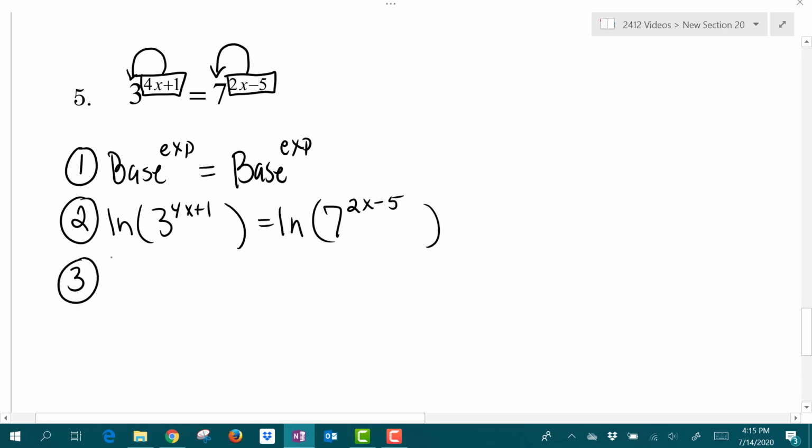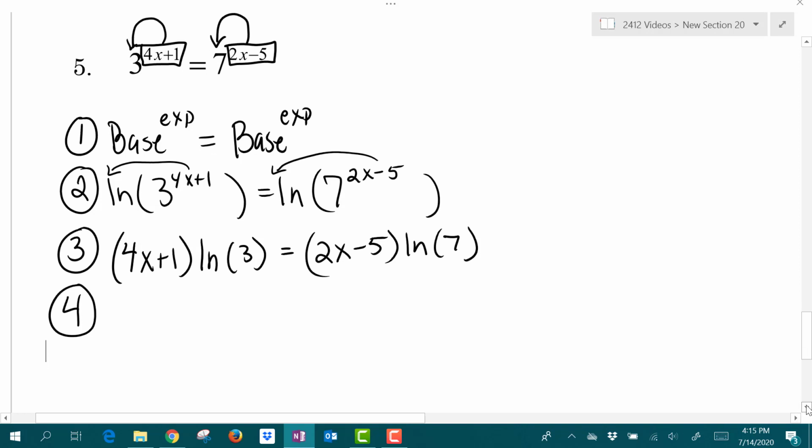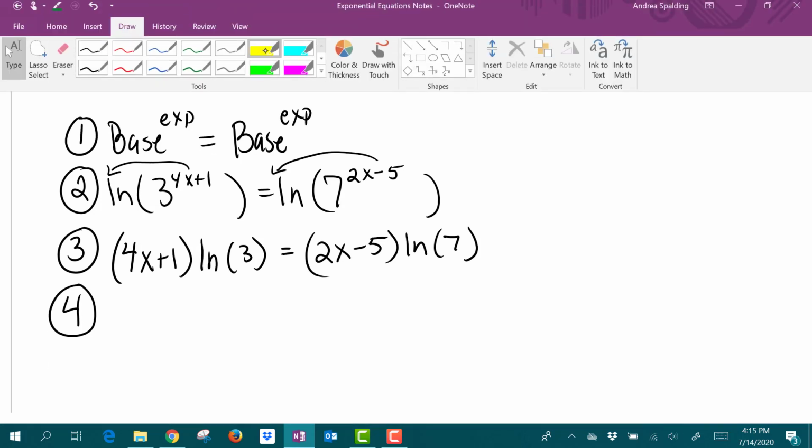All right, so number 3, we'll use the power rule to bring those powers out front of the logs. The only reason that we are allowed to bring that power out to the front is because we've already introduced the log. You can't use the power rule for logs if you did not first introduce the logs to both sides. Okay, so there's our power rule, and we have the parentheses out front to make sure that we're algebraically correct. So the work for this really starts in step 4 when we want to solve for x.